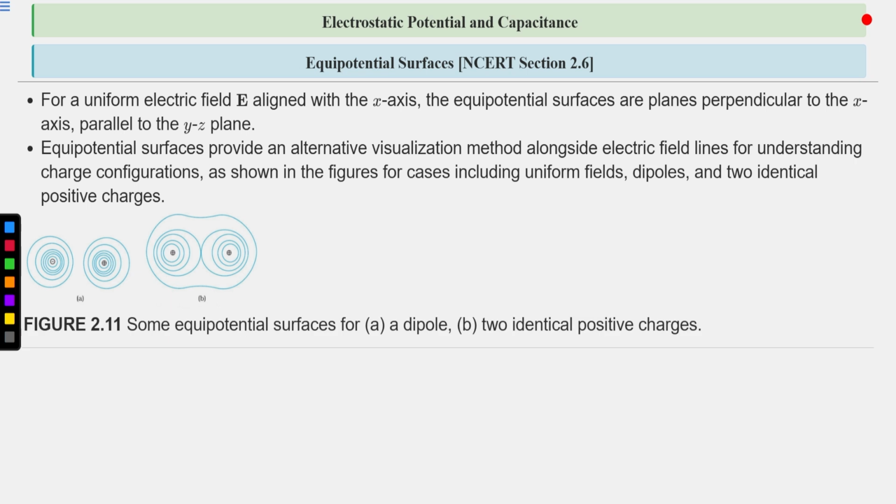Some equipotential surfaces for a dipole, and for two identical positive charges. Where electric field lines are closer, their equipotential surfaces are also closer. Okay, this is the region of higher electric field and this is the region of higher potential. So the equipotential surfaces closer to the charge are more closely spaced, and farther from the charge they are farther apart. The distance between equipotential surfaces increases when we move farther away from the charges.